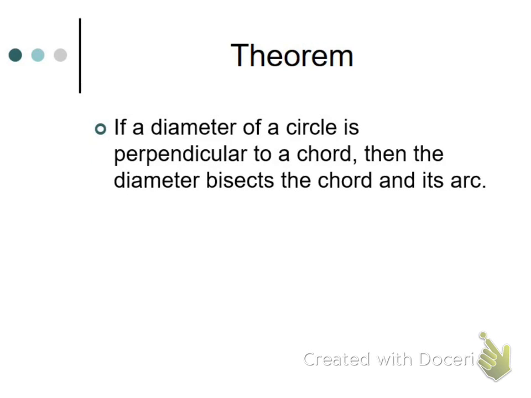We did the warm-up together, so you can cross off that space if you want to. Our first theorem in words: if a diameter of a circle is perpendicular to a chord, then the diameter bisects the chord and its arc.